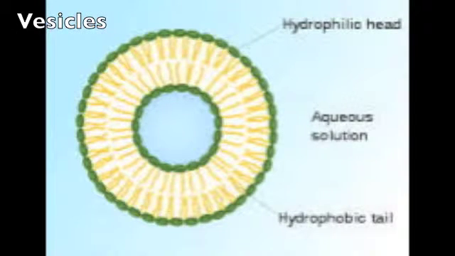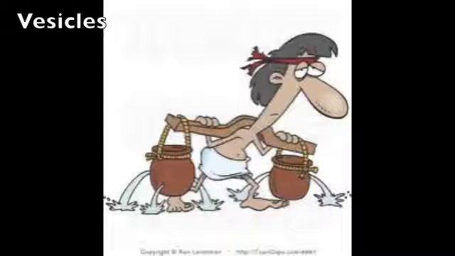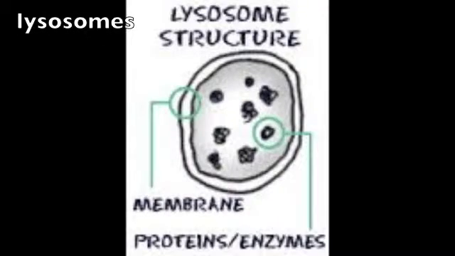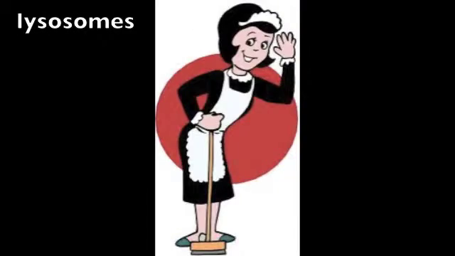Vesicles are sacs made out of membrane who carry products from the rough ER to the Golgi apparatus. It is an analogy for slaves who also carry stuff and do all the hard work. Lysosomes clean the cell, which in turn maids also clean the kingdom.